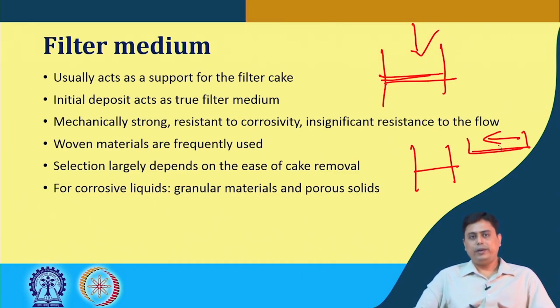For corrosive liquids, typically granular material or porous solids are used as the filtering medium, because these woven materials are typically prone to fouling, as well as the corrosivity of the solution or the suspension can harm that filter medium.